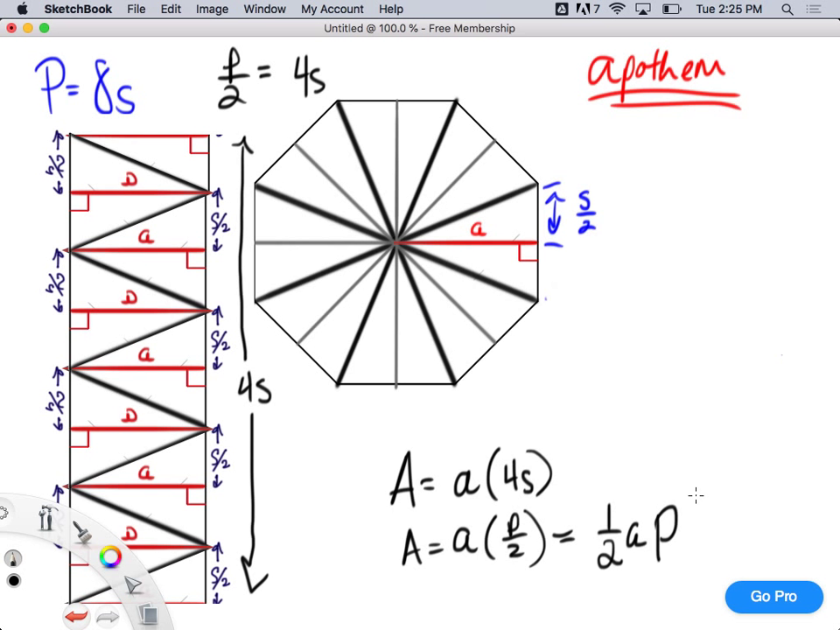Wait, what's the apothem? The apothem is the distance from the center to the edge, the side. Wait, can you explain why the 4S turns into the perimeter? The perimeter just is 8S, right?